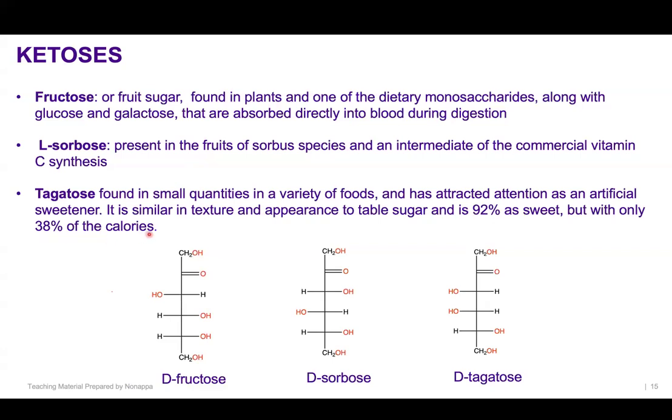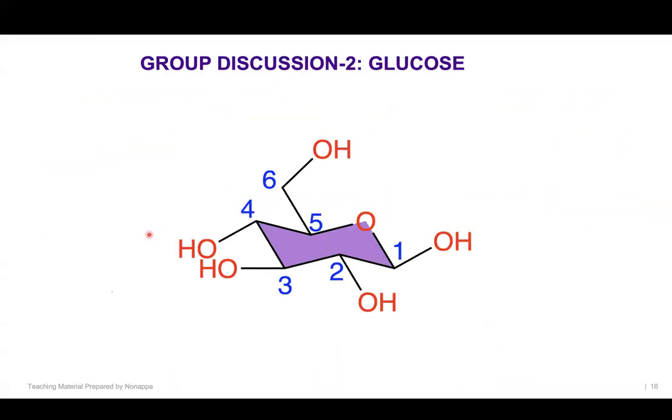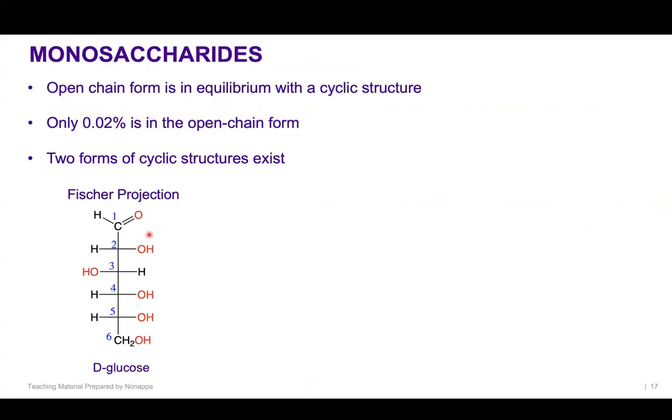So the ketoses are very interesting. We have seen in the previous example of Cyclose, and now we see here Tagatose. They're as sweet as the routinely used table sugar, but the calories are extremely low. We can have this group discussion a bit later, but we will continue now.